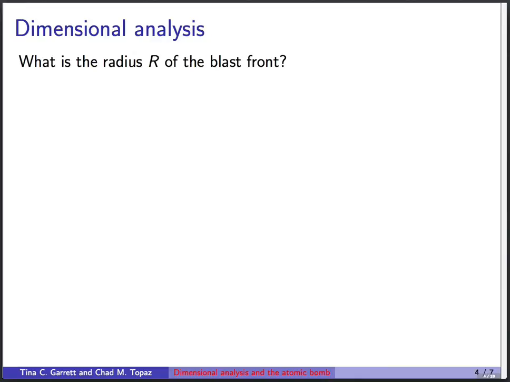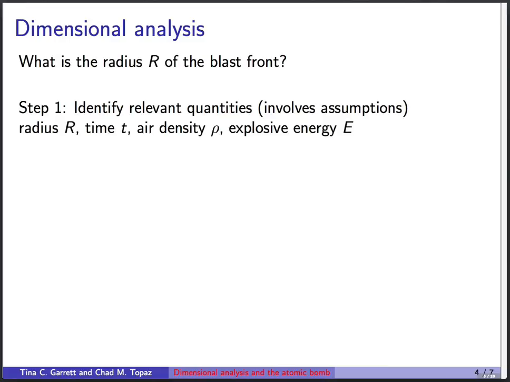The way he started this problem was just to use dimensional analysis to figure out the radius r of the blast front. So he started out not trying to write down an expression for the energy, which is eventually what he figured out, but an expression for the radius. Step one in dimensional analysis: identify the relevant quantities. They're going to be the radius of the blast front. Well, we know it depends on time. Because he was a physicist, he also knew it should depend on air density and definitely on the explosive energy of the bomb, which in the end is going to be the thing we figure out. But we start out trying to predict the radius of the blast front.